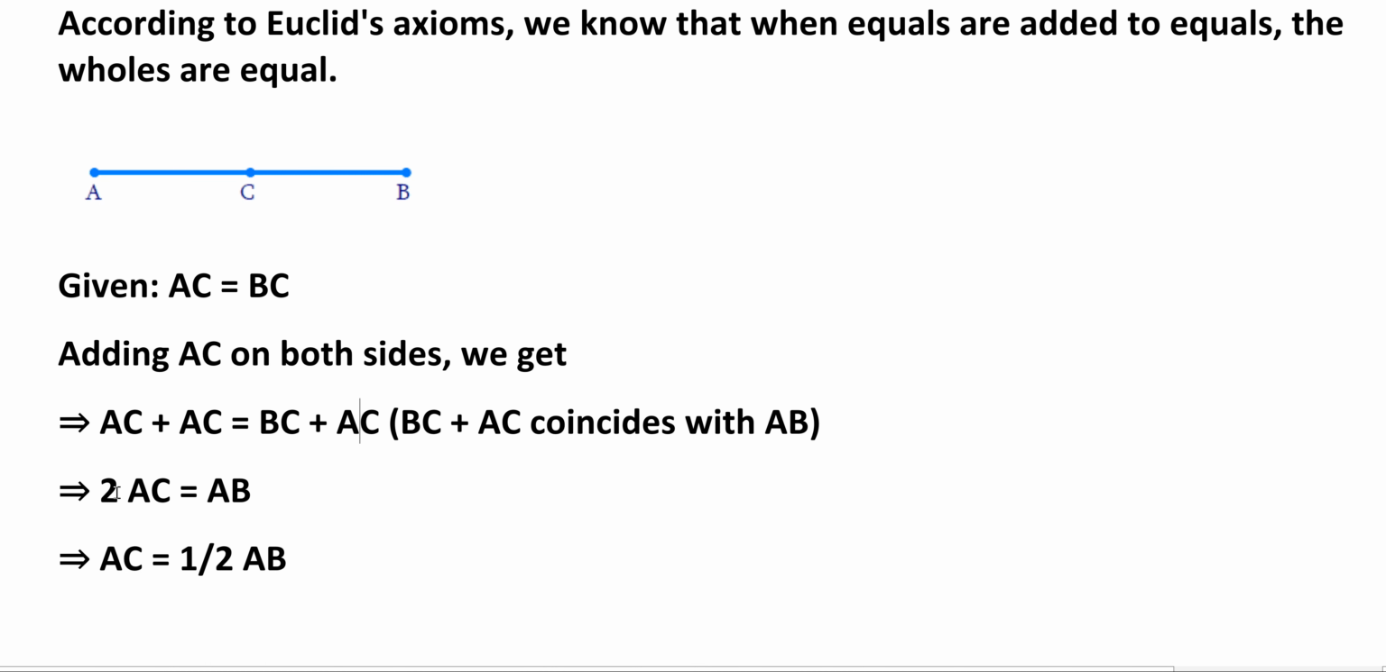So BC plus AC is equal to AB. So AC is equal to, multiplying to the RHS, goes to half divide. So half AB. Okay, and proof.